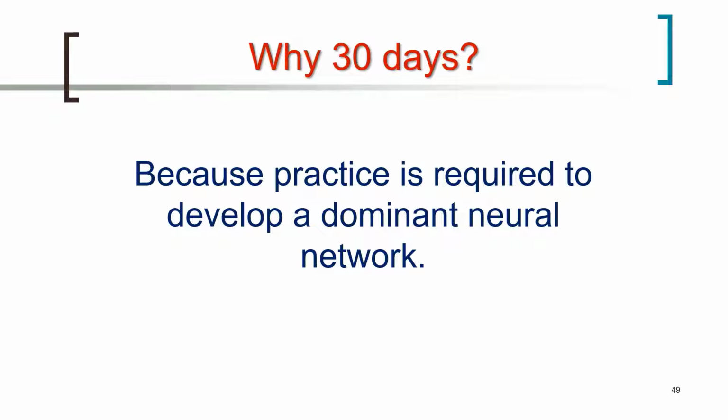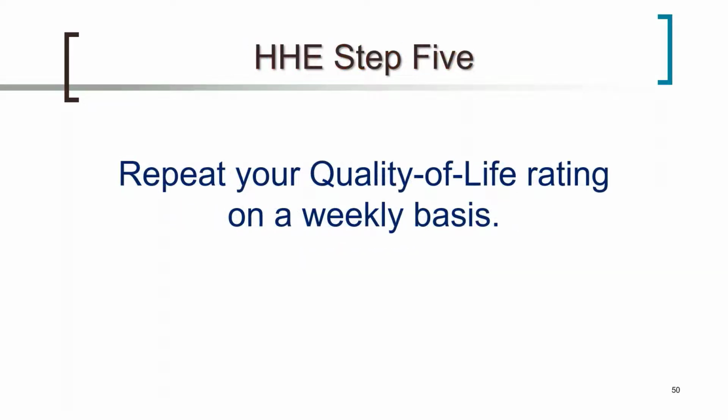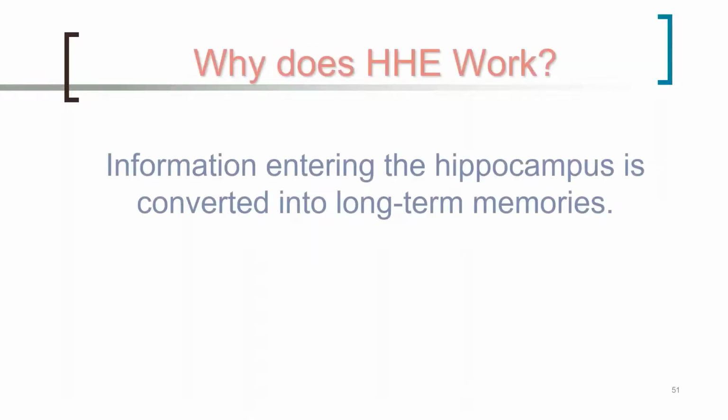And I want you to repeat this for 30 days because practice is required to develop a dominant neural network. And to help you reinforce your behavior, I want you to repeat the quality of life rating scale on a weekly basis. If you're diligent about the Healthy Hippocampus exercise, you're going to notice that your quality of life is gradually improving and stabilizing at a new level. And to wrap up our introduction of the Healthy Hippocampus exercise, it's important that you understand why it works.